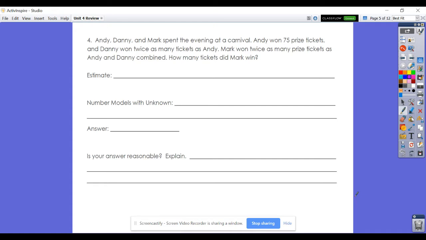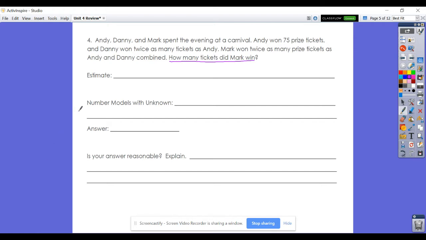Andy, Danny, and Mark spent the evening at a carnival. Andy won 75 prize tickets, and Danny won twice as many tickets as Andy. Mark won twice as many prize tickets as Andy and Danny combined. How many tickets did Mark win? So underline your question. How many tickets did Mark win? And we see we're asked for an estimate, number model, answer, and is our answer reasonable?